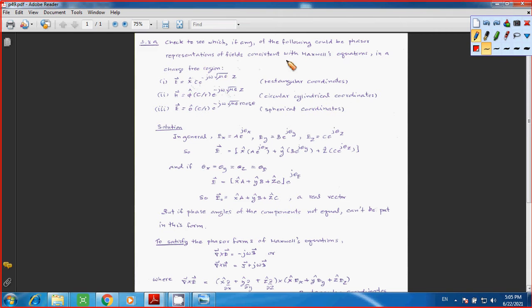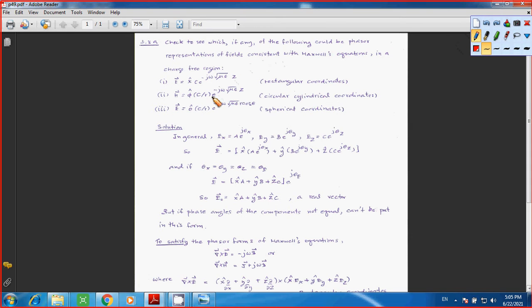Well, since you have the fields in the phasor form, that means you don't have the time-dependent term. The time dependence, actually, you get used to that, is the exponential of j omega t. Now they ask you to consider three different fields: 1 and 2 for H, and 3 for E, in different coordinates. So you have rectangular, circular, and spherical.